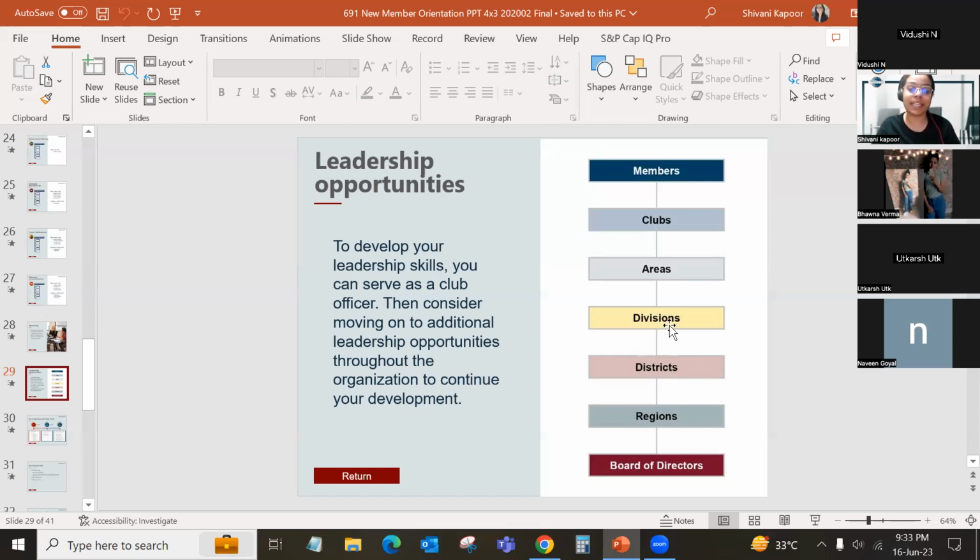Can anyone tell me, except Vidushi, which division we fall under? Okay, Vidushi, which division? No one? Division H. Yes, Division H. It might get changed in the next month because the new term is starting. So the Toastmasters annual term is 1st July to June of the next year. So that's the annual term.